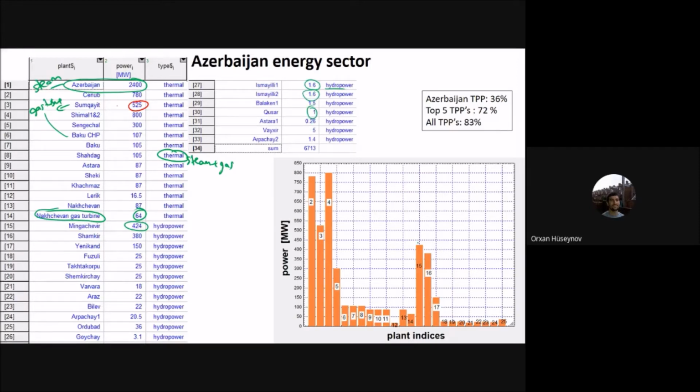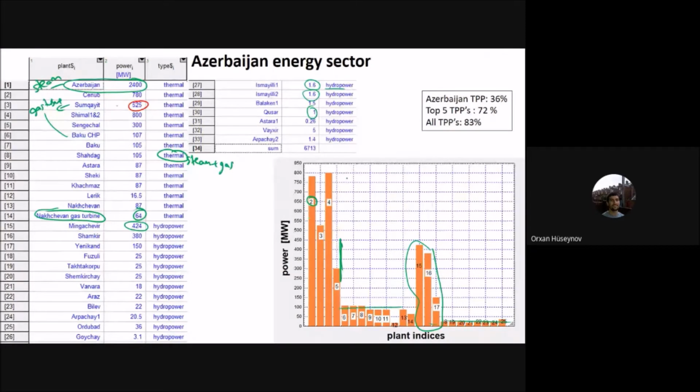And this is the bar chart of the graph. Here I have not included the first one. You can see it starts with the second because the first value is very high. It would be very difficult to see the other power values if I added it. But anyway, you can see the dominance of the power plants, and the first 5, the thermal power plants, are very dominant. And you also have hydropower. 15 is Mingachevir and 16 is Shamkir and Yenichan. These 3 also dominate, but the rest is small.